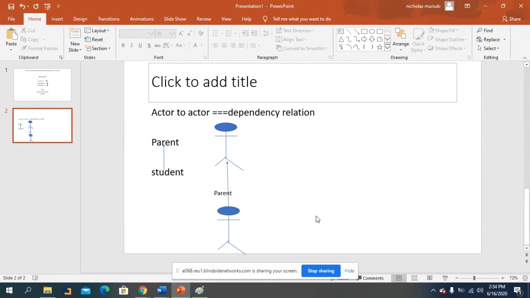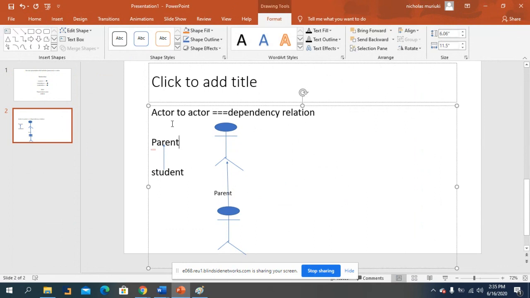So one class is depending on another. Which class is depending on another? The child class, which is the student class, is depending on a parent, because we are saying you can be a parent and it is not a must to be a student. You can still be a parent and be a student. So it means that in that relation, one of them is superior.